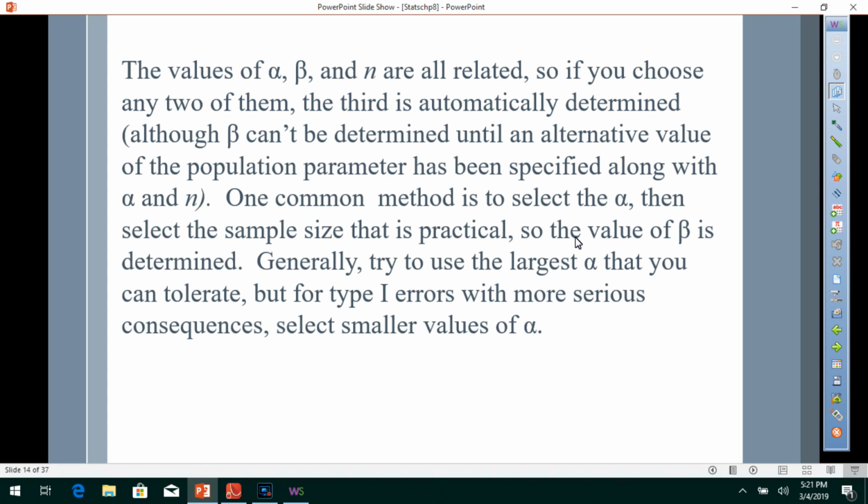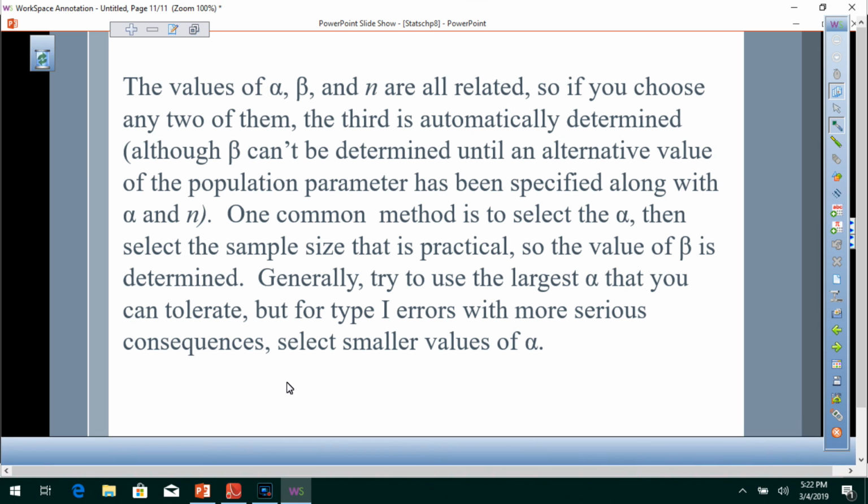Which just kind of leads into the values of alpha, beta, and n are all related. So if you choose any two of them, the third is automatically determined. Although beta can't be determined until an alternative value of a population parameter has been specified along with alpha and n. One common method is to select the alpha, then select the sample size that is practical, so the value of beta is determined. Generally try to use the largest alpha that you can tolerate, but for type 1 errors with more serious consequences, smaller values of alpha are generally used.